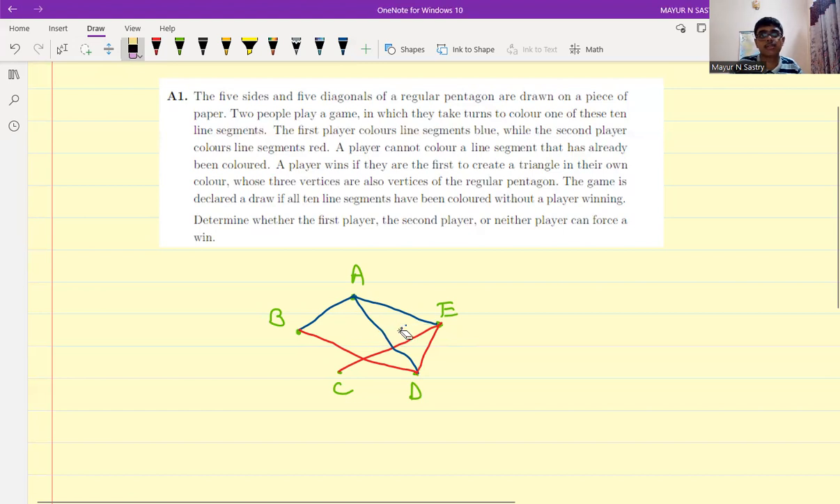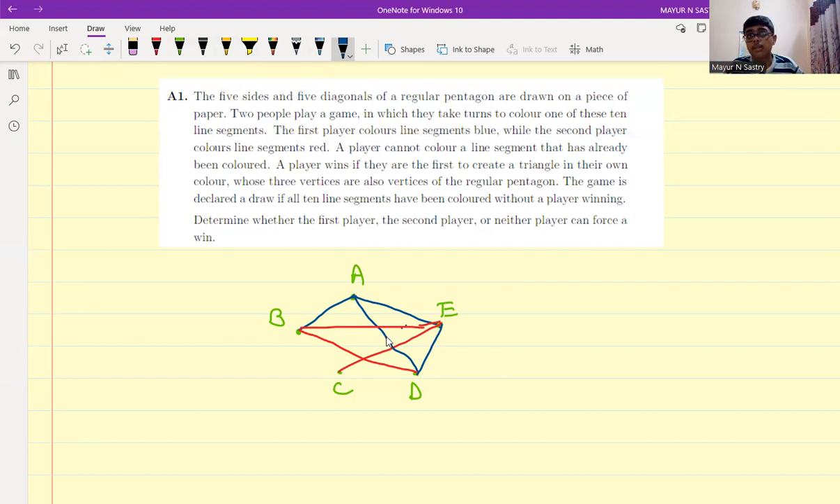Okay, so let us erase this. And say he does not want the triangle ABE to be completed. Fine, that's absolutely fine. Let him color that red. But I say, okay, it's absolutely fine. I'll color DE to be blue and complete the triangle ADE.